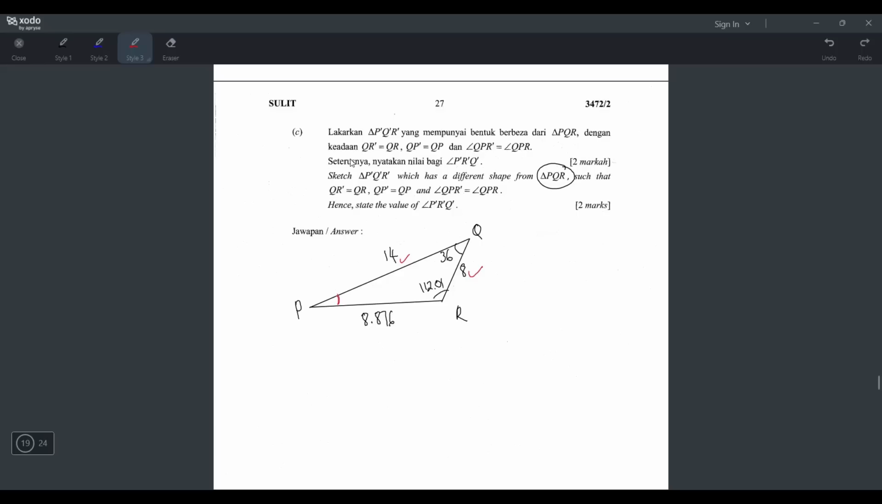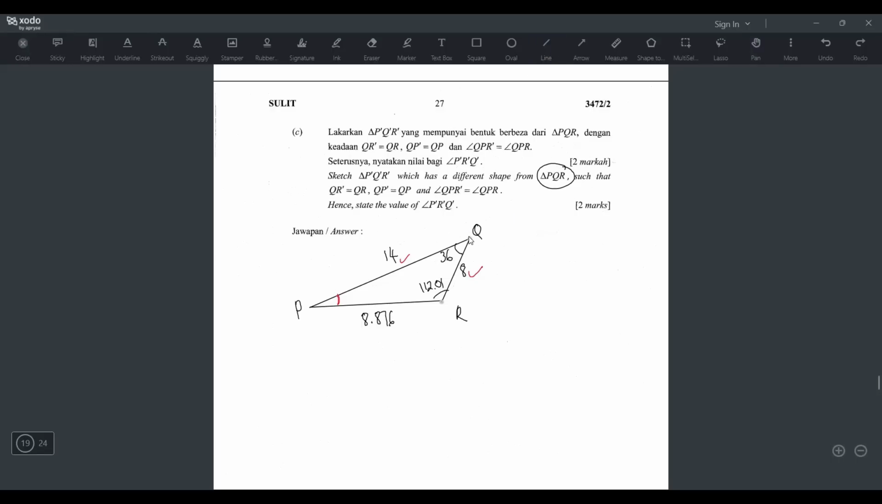So it means these 2 lines cannot move. Because if I move these 2 lines, if I move a bit only, then this angle will change already. That's why I cannot move this line. This line also cannot move. So confirm I have to move this QR garisan, right? But when you move the QR garisan, can you move the point R? Should you move the point R or should you move the point Q?